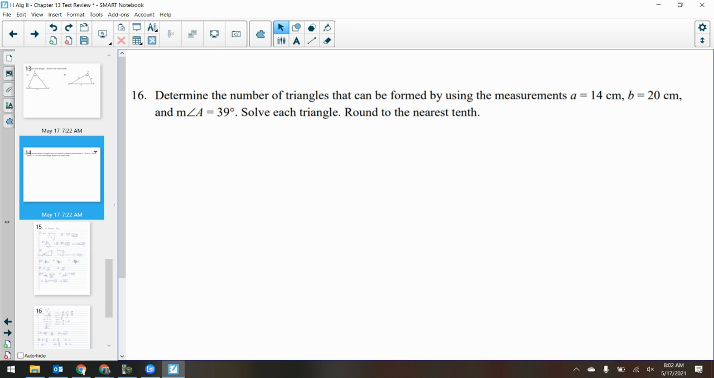What am I implying here with this problem? What could I possibly get? 0, 1, or 2 triangles. This is an ambiguous case problem. One where I don't give you the diagram would be one where I ask you, okay, figure out whether there's going to be 1, 2, or no triangles at all.